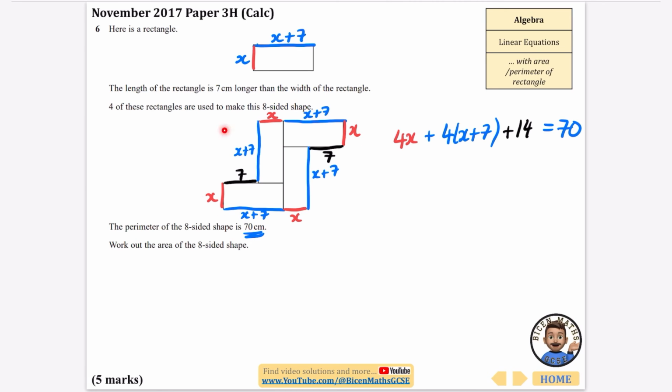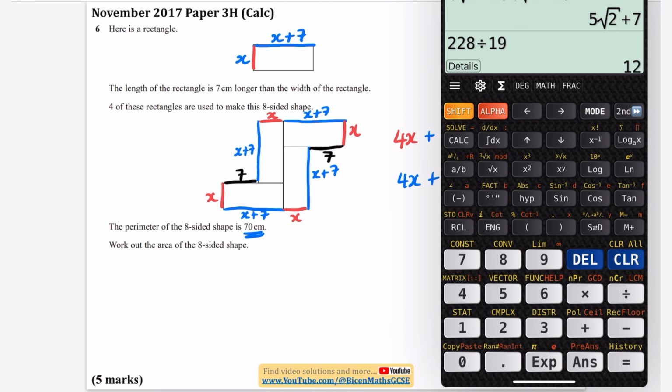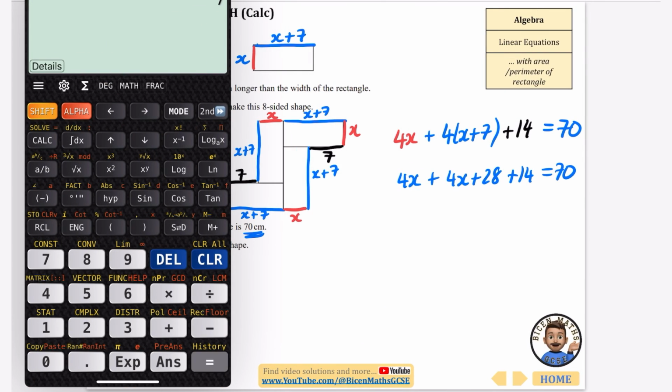You could have counted them up in a different way. You could have done, oh, that's x plus 7, so that's 2x plus 14, and it's just taken a lot longer. So we're going to try it in this way. So we get 4x, expand the brackets here, so that is 4x plus 28 plus 14, and that's equal to 70. So I'll save a little bit of time here. I'm going to do, on my calculator, the 70, take away the 28, take away the 14, and then I've got the 4x and the 4x, so I get that 8x is equal to 28.